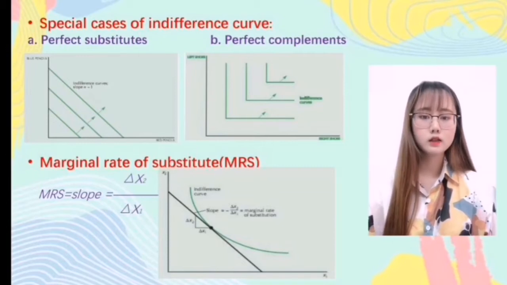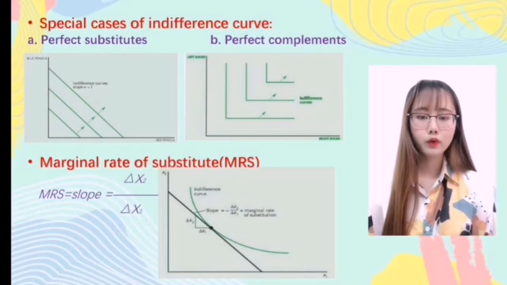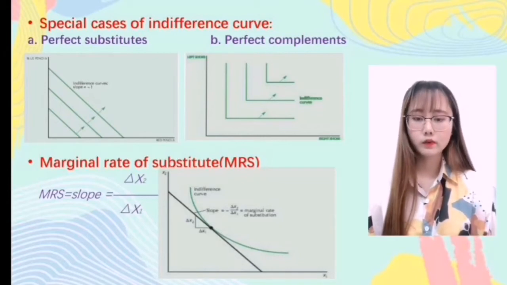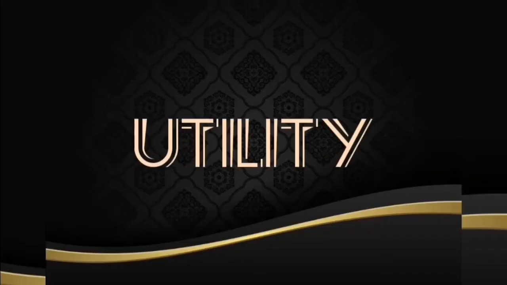The last one is the marginal rate of substitution, and the slope at a point on the indifference curve is the marginal rate of substitution. The marginal rate of substitution measures the rate at which a consumer is willing to substitute one good for another.